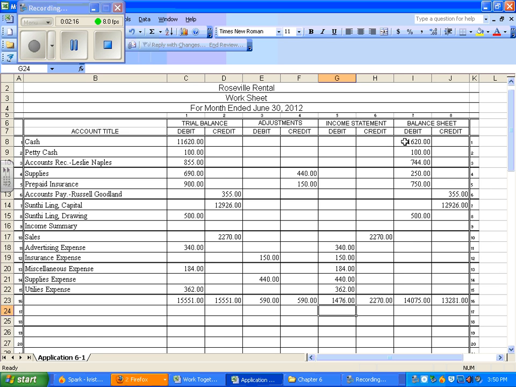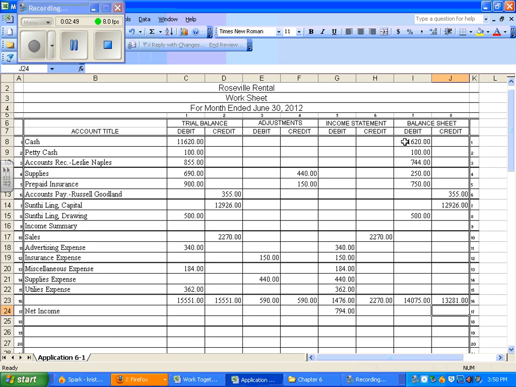So now we have to determine whether or not the company had a net income or a net loss. And you go to the income statement to determine this. The income statement columns, $2270 is the credit column, that represents all the sales. $1476 represents the expenses, and that's the total of the debit column. So your sales were more than your expenses, and that's good, so you have a net income. And your net income, you say $2270 minus $1476, and that gives you $794.